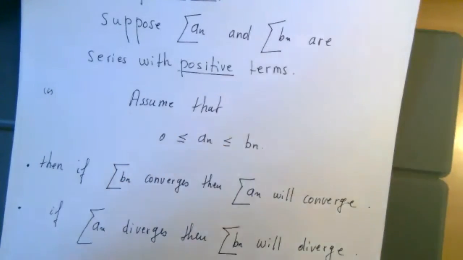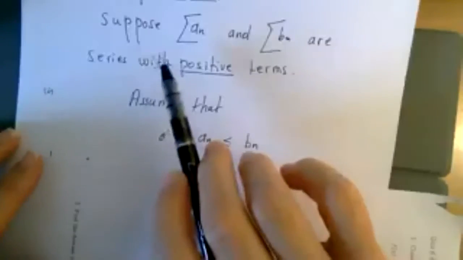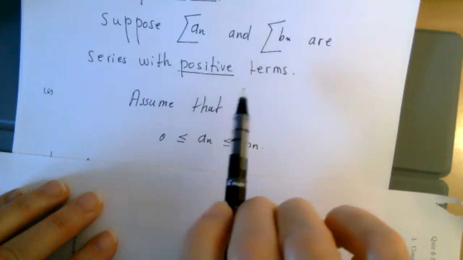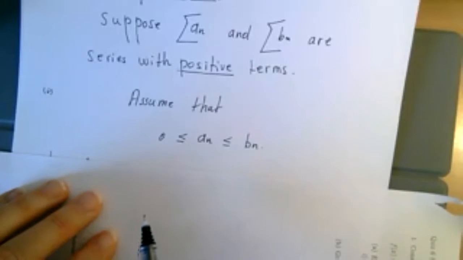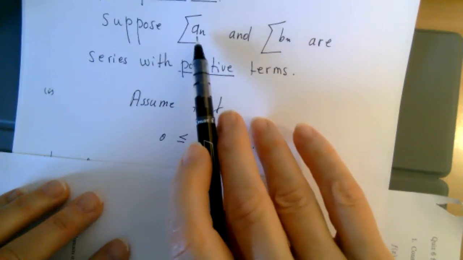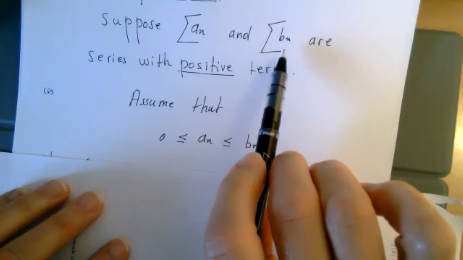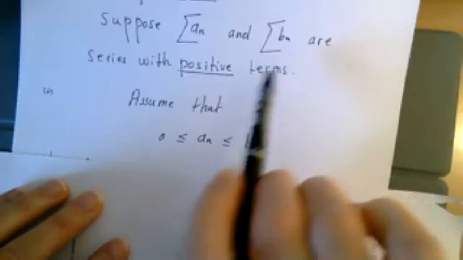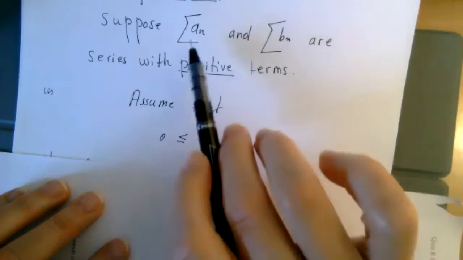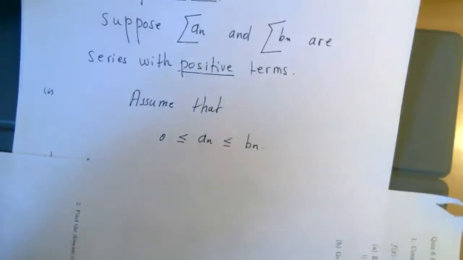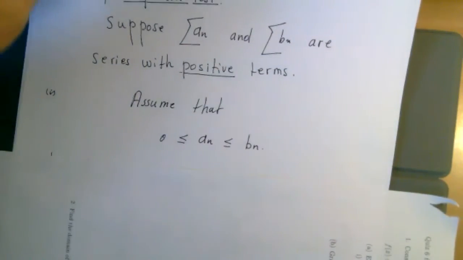Suppose I have two series, sigma an and sigma bn, and they are both series with positive terms. And assume that every term here is less than every term here. So A1 is less than B1, A2 less than B2, A3 less than B3, and in general, an is less than bn. So I have the following scenario in front of me.